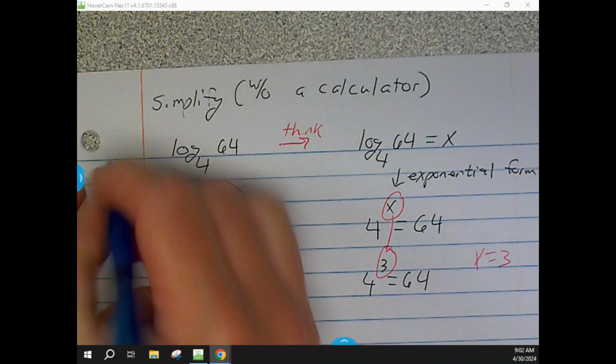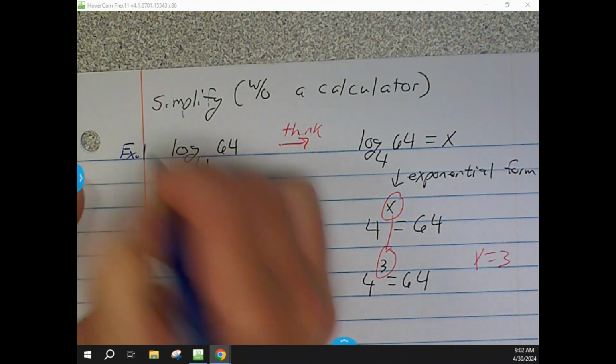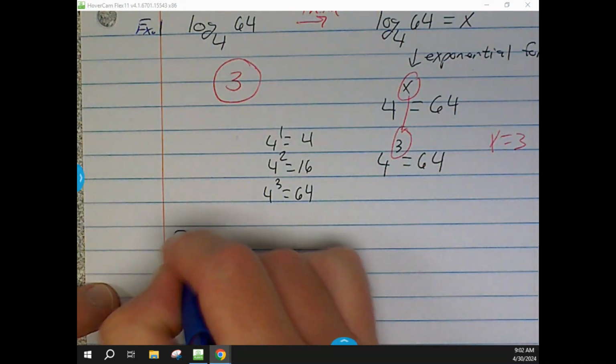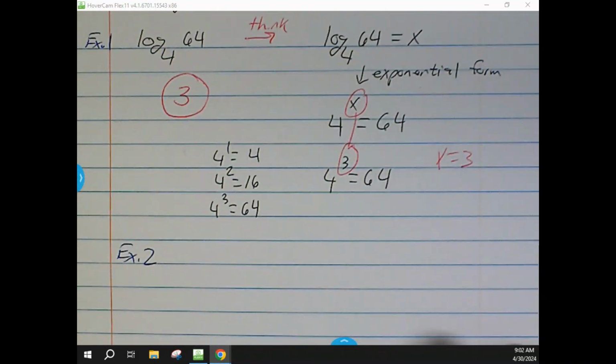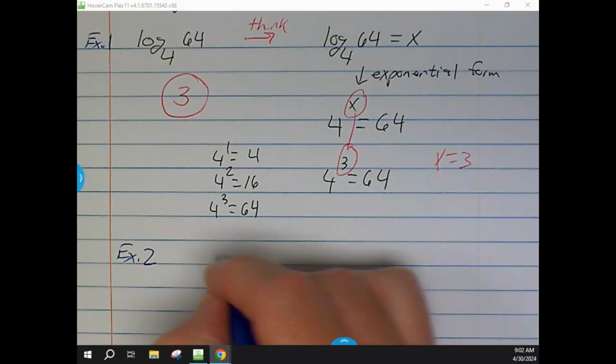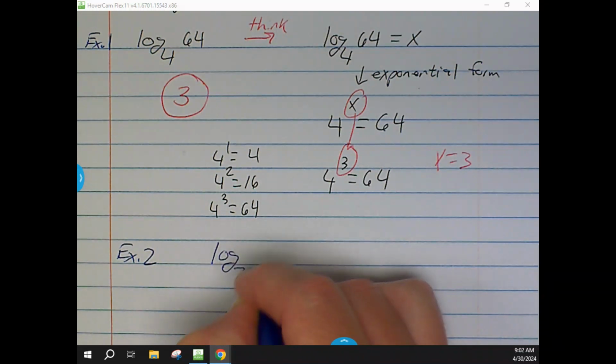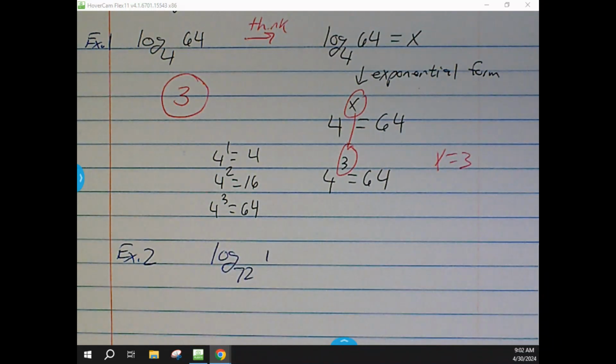So that's example 1. I'll call this example 2 here. Let's go with this one. Log base 72 of 1.